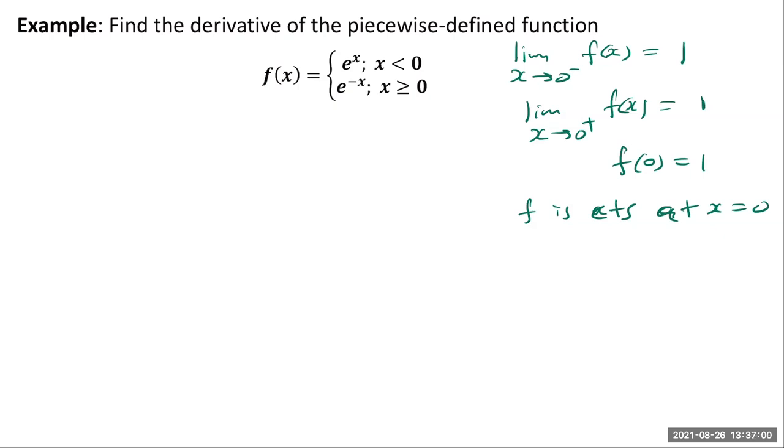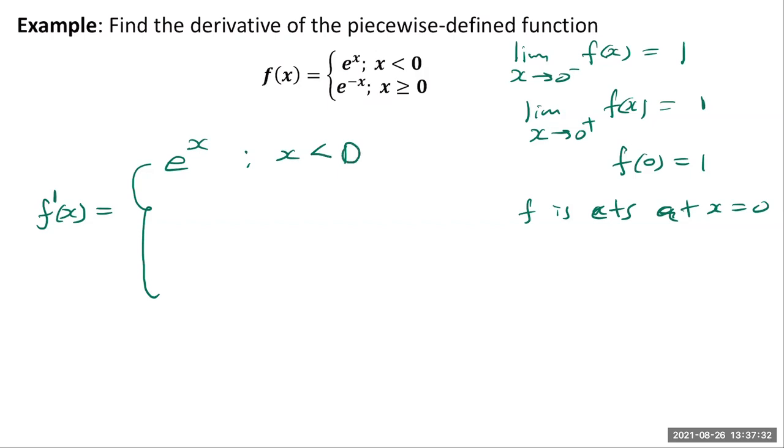So we need to find the derivative. Let's try to find the derivative. Clearly, the derivative, which I denote by f prime of x, I can write as a piecewise function. First, I'm going to find the derivative when x is strictly less than 0. My function is e to the power x. The derivative of e to the power x is e to the power x itself. That is valid when x is strictly less than 0.